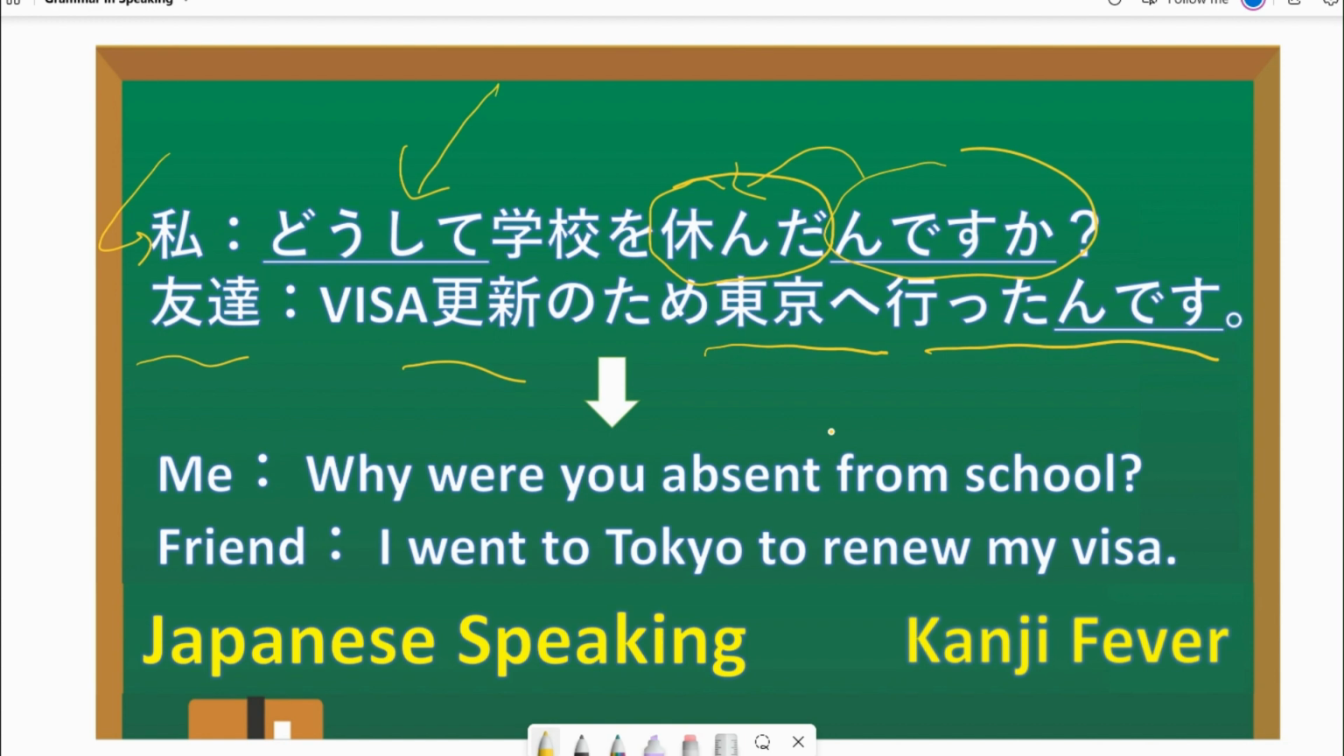And this is doushite, which means why. So that's how it becomes. Why were you absent from school? Friend: I went to Tokyo to renew my visa.